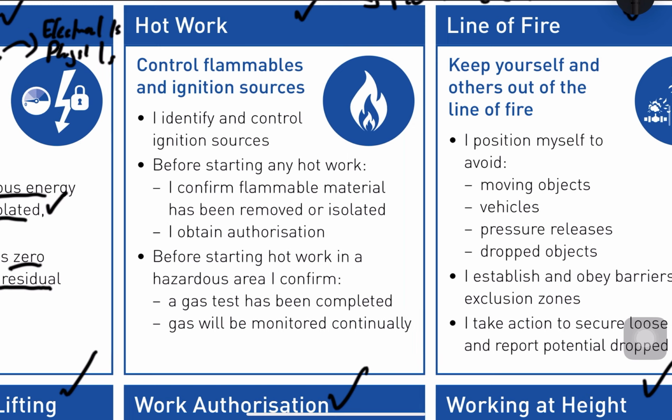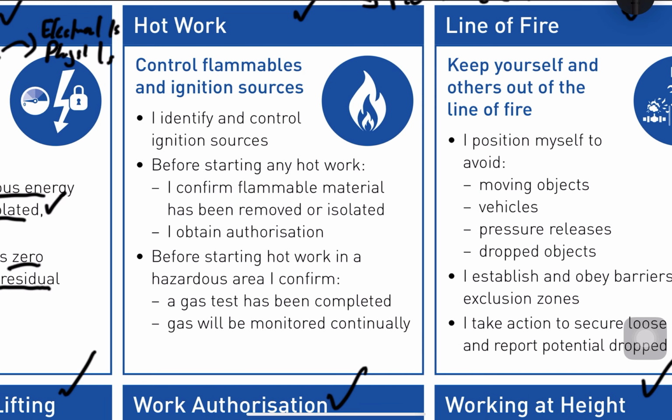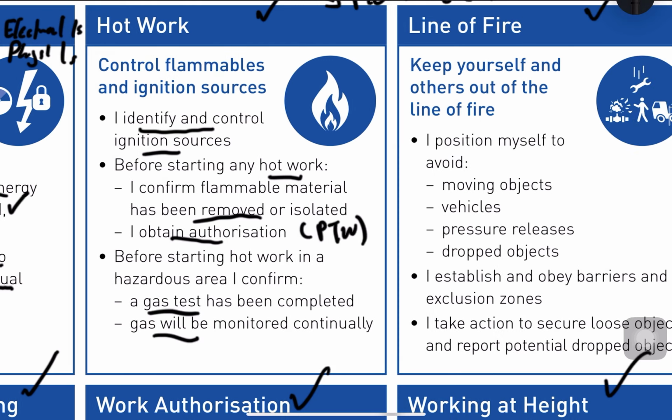Right, next, hot work. Control flammable and ignition sources. I've identified and controlled ignition sources. Before starting any hot work, I confirm the flammable material has been removed and isolated. I've obtained authorization, usually via a permit to work. Before starting hot work in the hazardous area, I have confirmed a gas test has been completed and gas will be monitored continually.